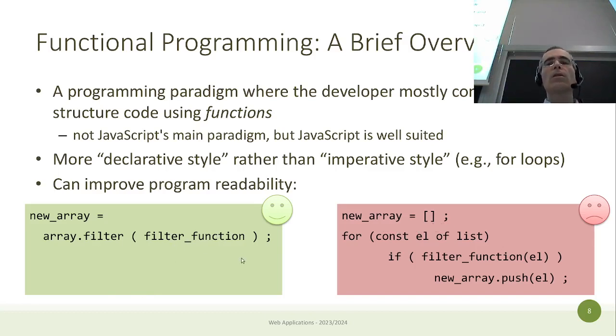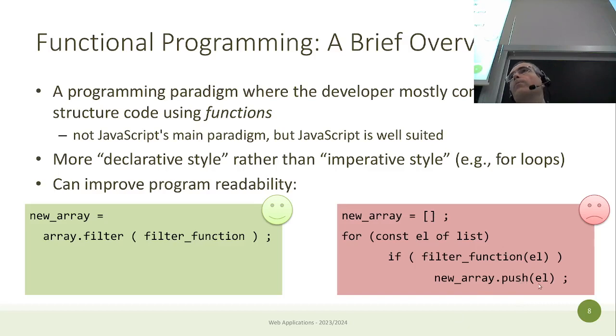So in the traditional approach, the imperative approach, we would say, well, we want a new array. First we need to define the array, an empty array. And then we need to iterate over the whole array and decide if the element in the array is to be kept or not. So do we want to keep it? Yes or no? If we keep it, we need to add it to the new array.